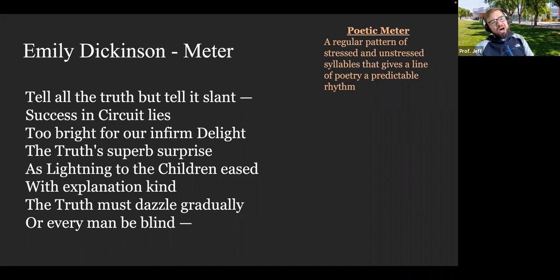"Tell all the truth, but tell it slant. Success in circuit lies too bright for our infirm delight. The truth's superb surprise as lightning to the children eased with explanation kind. The truth must dazzle gradually, or every man be blind."